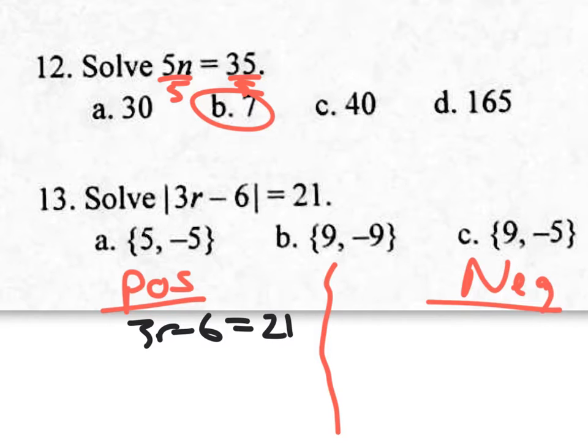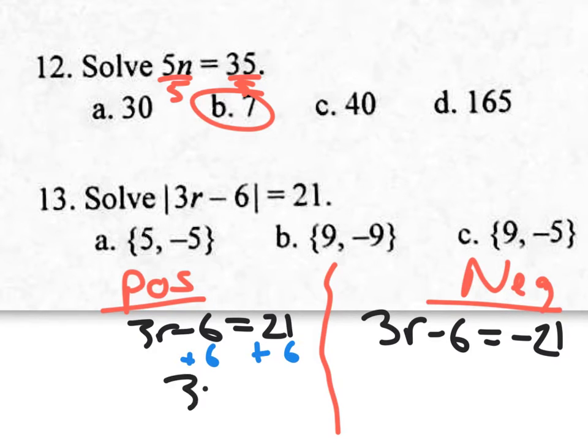For the negative situation, same thing. 3r minus 6. The equal sign, you flip it, it still says equal, but you also put a negative on your 21. So you solve both and you get both answers. Plus 6, you're going to get 3r equals 27. And if you divide by 3 and divide by 3, r equals 9.